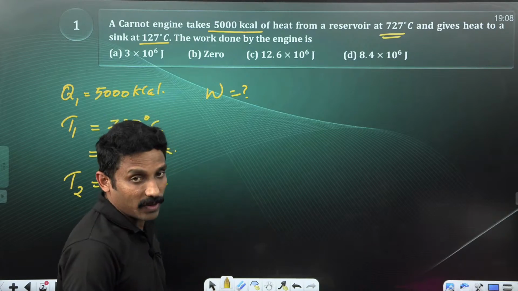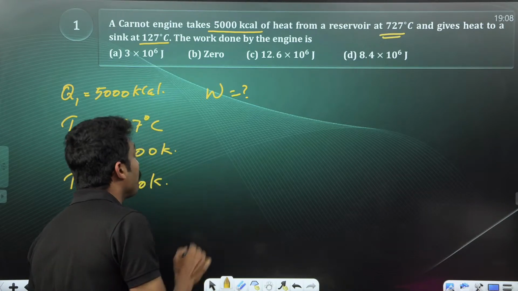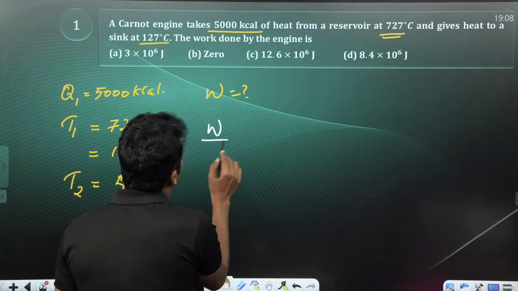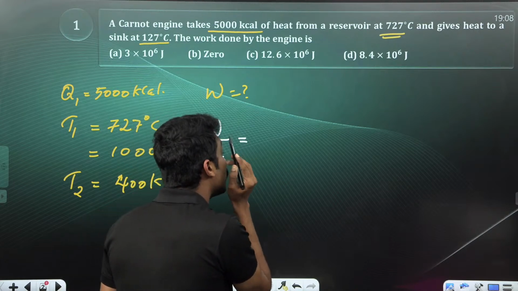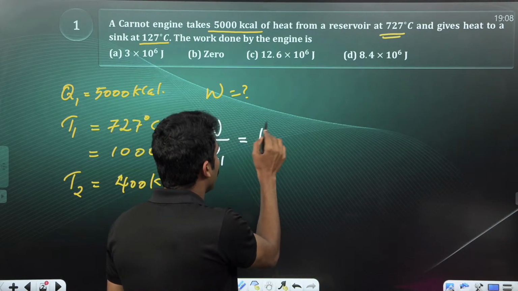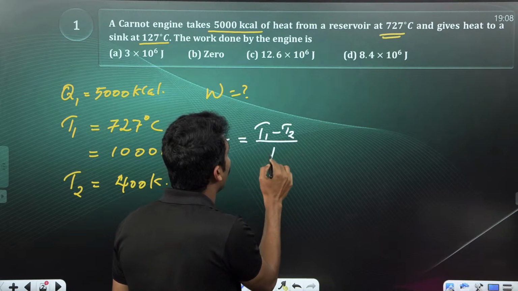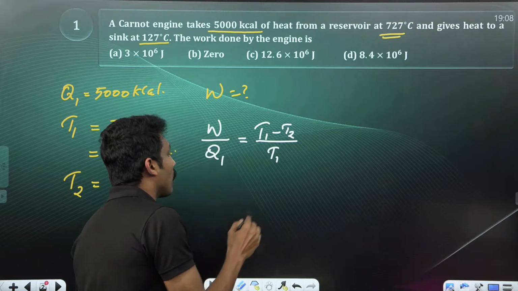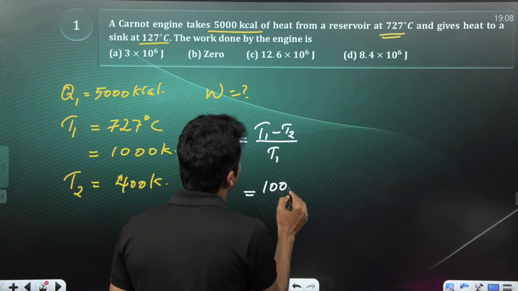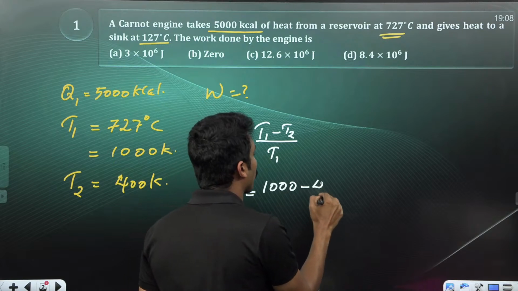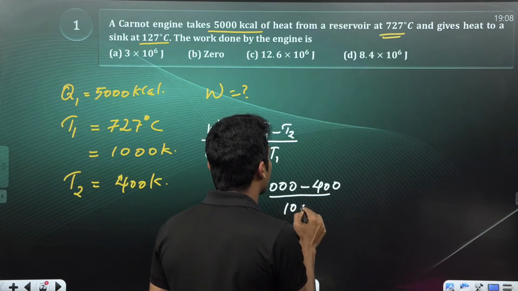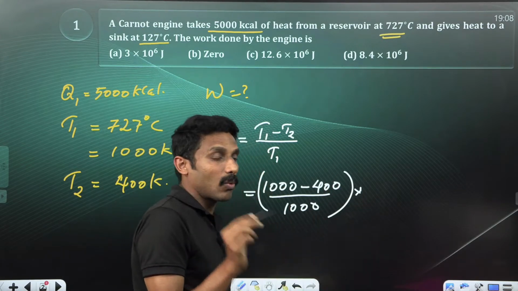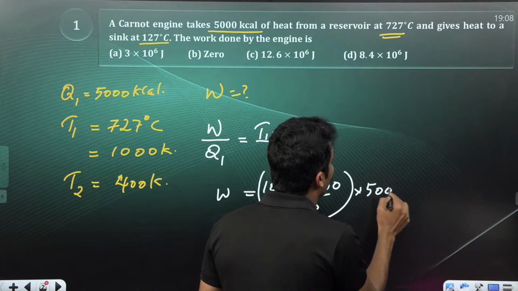In the case of a Carnot engine, that's an ideal engine. We have the formula connecting work done and heat absorbed as W by Q1, which we can write as the temperature ratio, T1 minus T2 divided by T1. Now, T1 is given as 1000 minus T2 equal to 400, divided by T1, which is 1000. Now, the work done is this value into Q1. What is Q1? Q1 is 5000 kilocalorie.